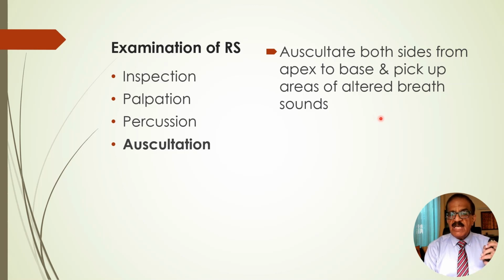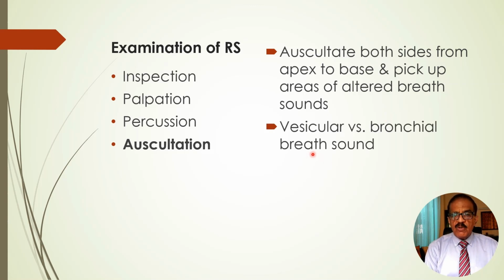Now, abnormality may be related to the intensity of breath sound. There may be breath sounds which are less loud, or there may be some abnormal breath sounds. So whatever the case may be, you have to make a note of that. Then you have to differentiate between two normal types of breath sound. Normally, when we auscultate on the lungs, the type of breath sound we hear is vesicular.